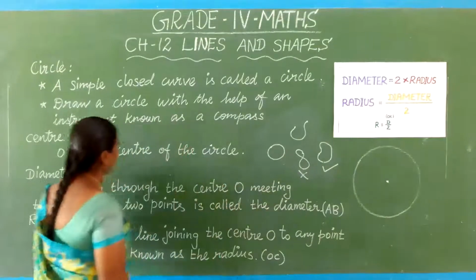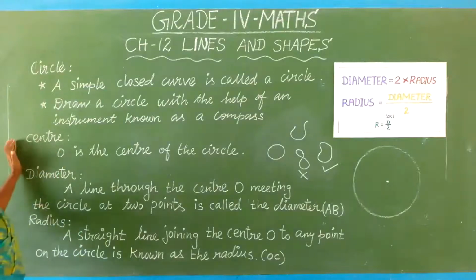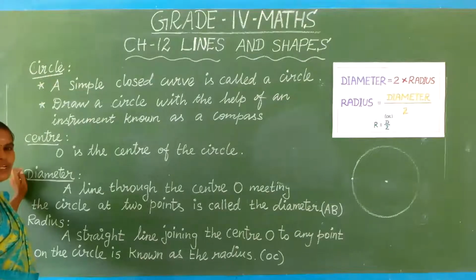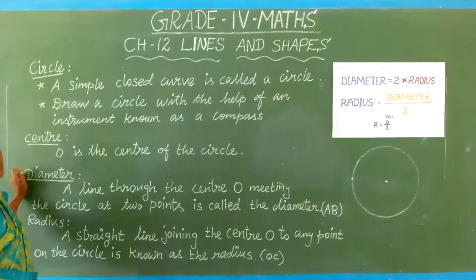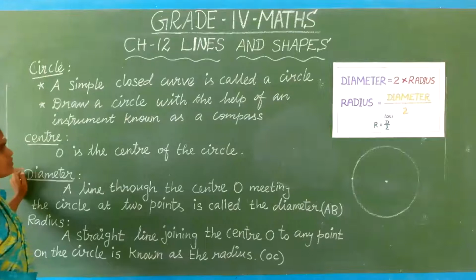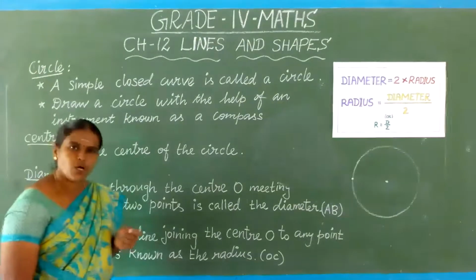Now circle. A circle is a closed curve. A simple closed curve means a closed curve without crossing itself. Draw a circle with the help of an instrument known as a compass. So to draw the circle we are using a compass.